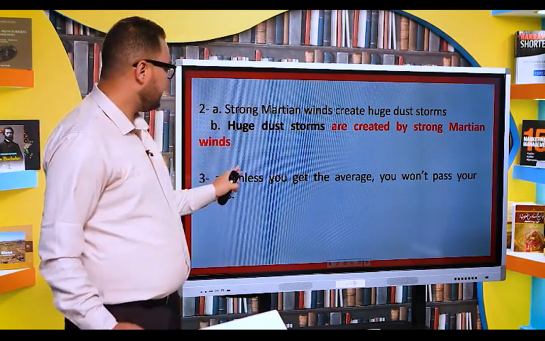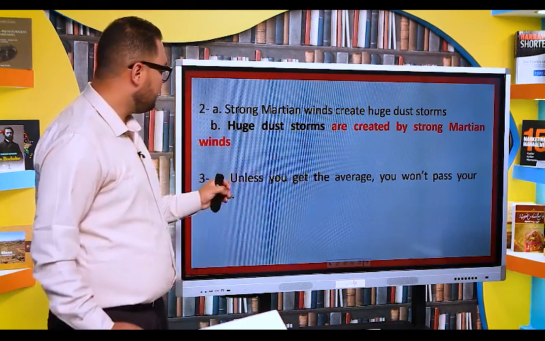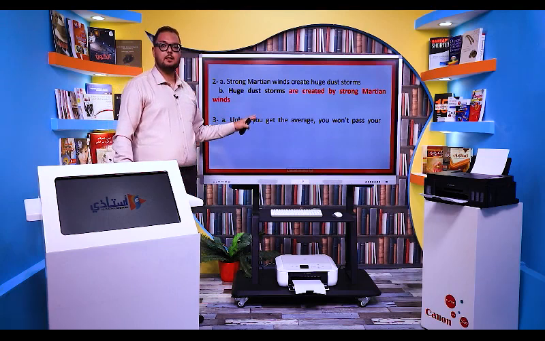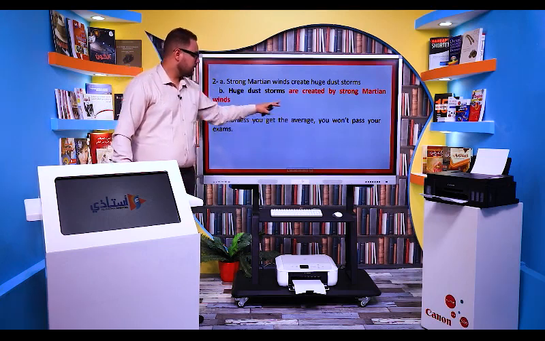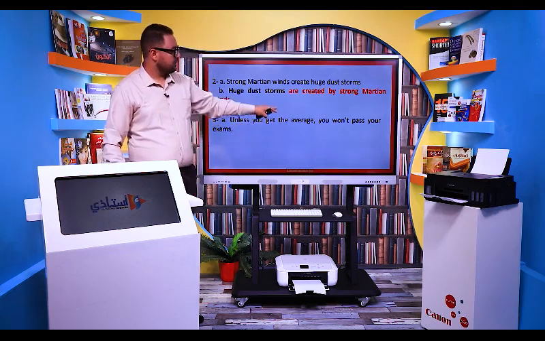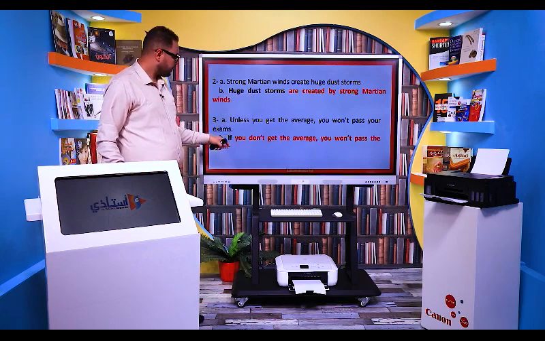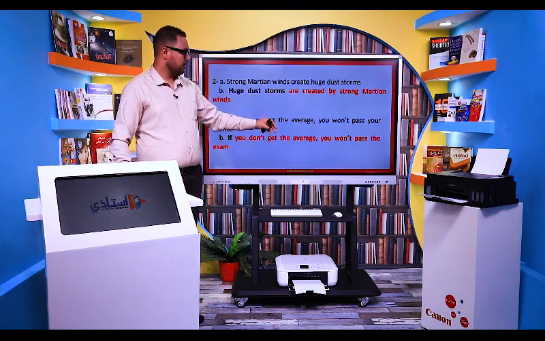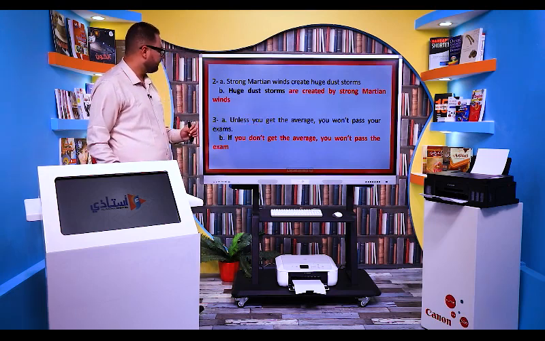Number 3: unless you get the average, you won't pass your exam. You see here it's a condition. So "if" you don't get this condition, you won't get the result. So: if you don't get the average, you won't pass the exam.